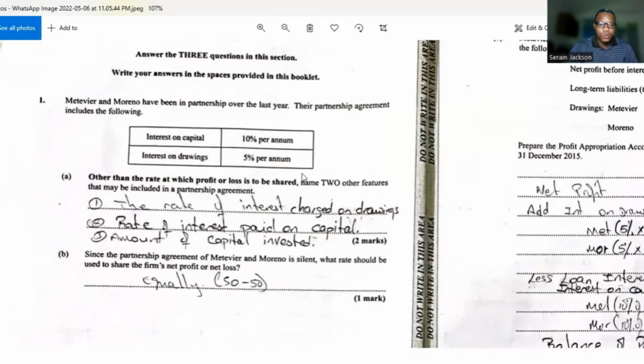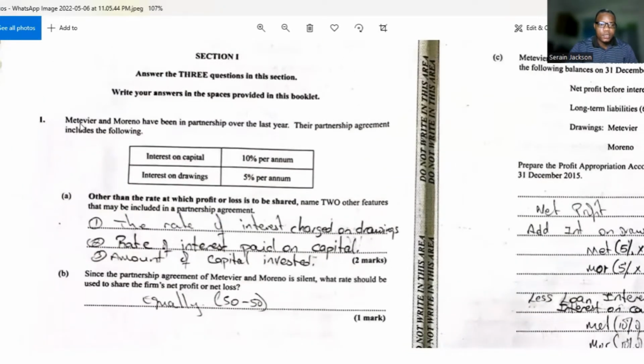So it says Metivier and Moreno have been in partnership over the last year. Their partnership agreement includes the following: Interest on capital is 10% per annum. Interest on loans is 5% per annum.